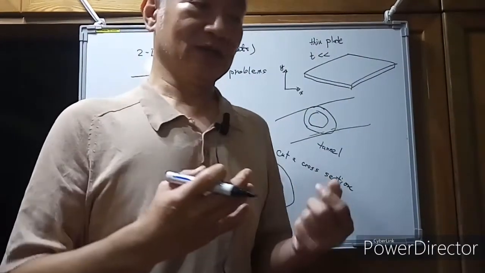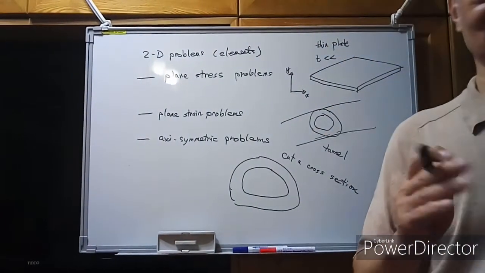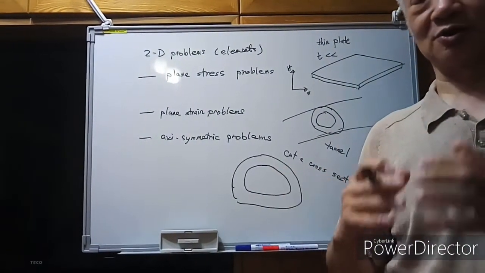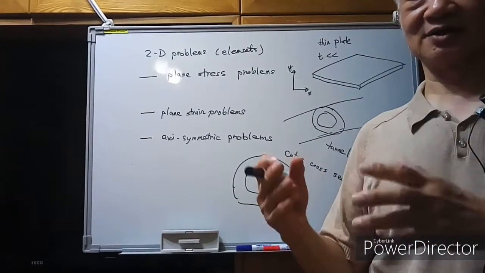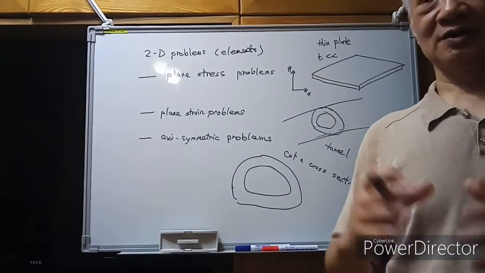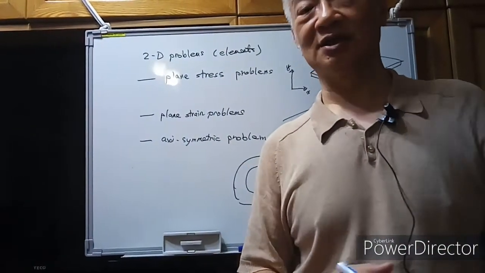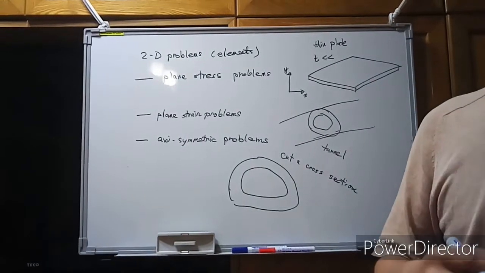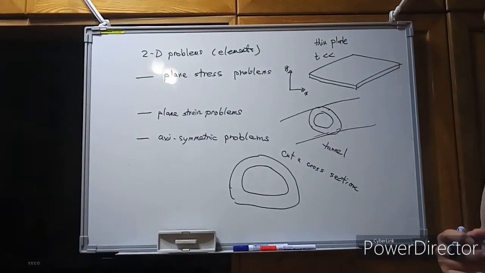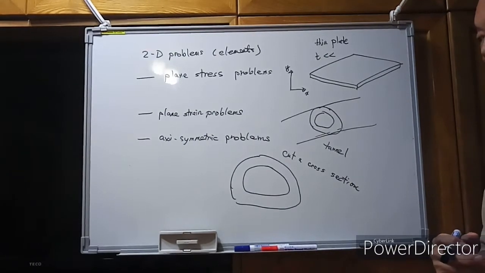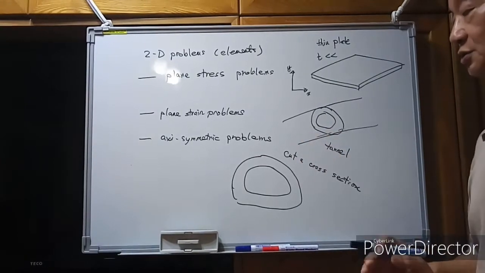Since we like to neglect some terms in the strains or some terms in the stress, we need to make simplified assumptions. The structural model always uses simplified assumptions. That's also the reason we cannot expect the structural model to be the real structure.